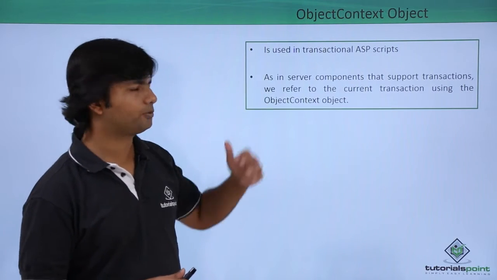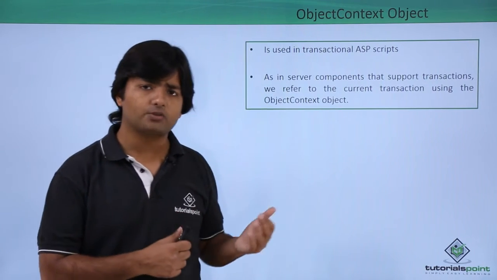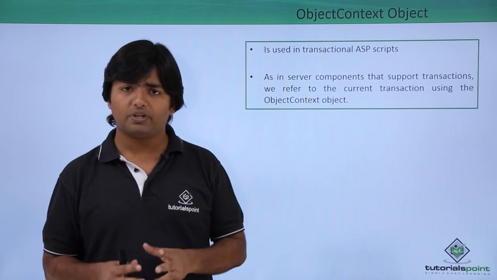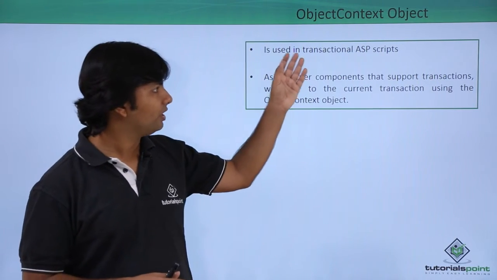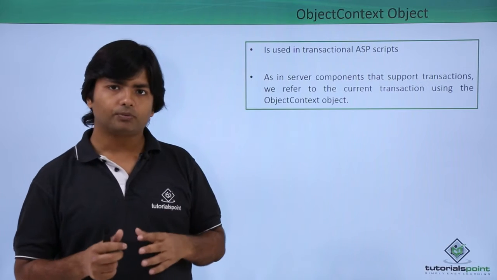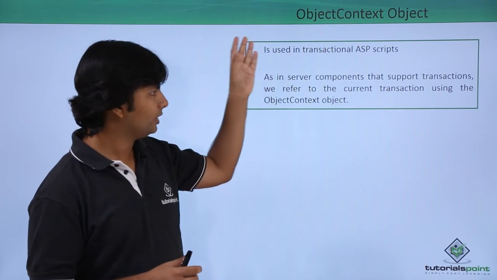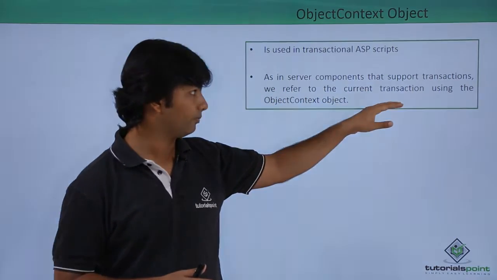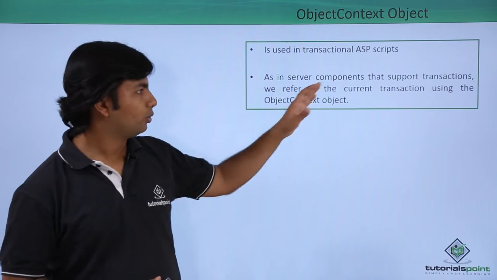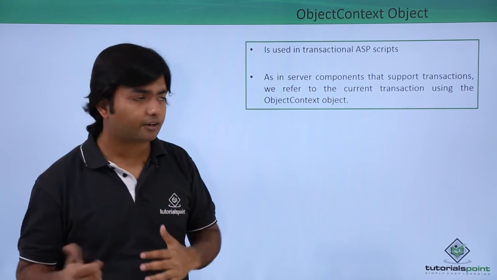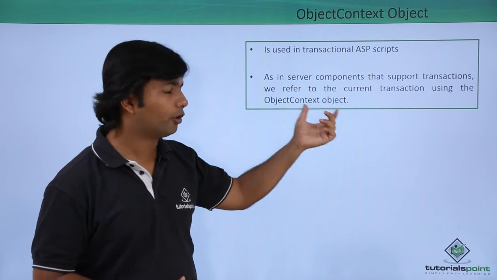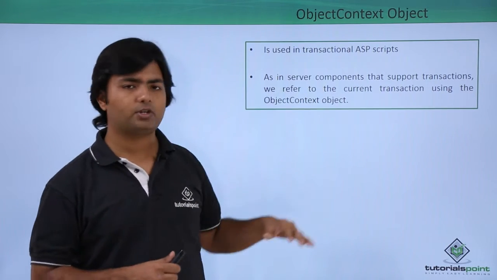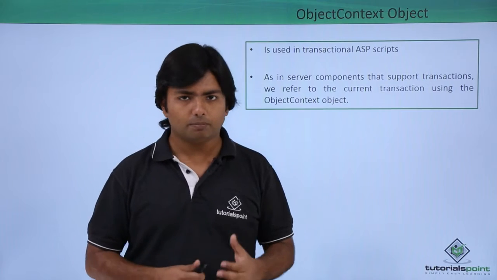Now the next one is the ObjectContext object. This ObjectContext is associated with business objects, meaning whenever you are working with transactional ASP scripts. While working with this concept, we will refer to this object for the current transaction. On the server side, any component that supports transactions can refer to this object for getting the information of the current transaction. So basically this object is used for transactional purposes.